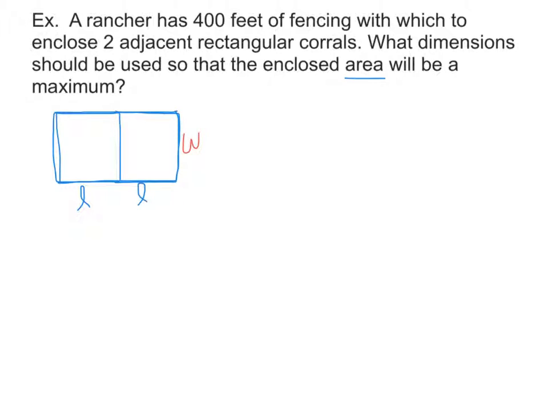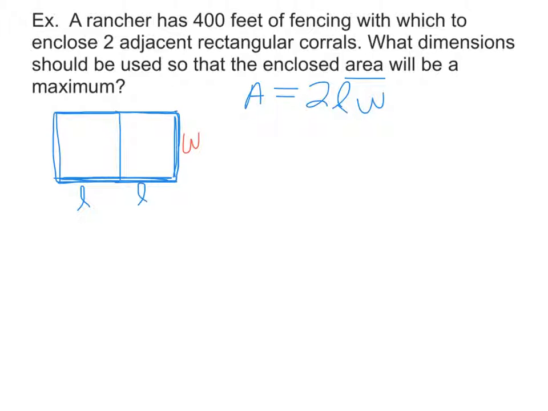Okay, so the area of this big total rectangle, the maximum area that I'm going to try and maximize, is going to be 2L times W. Because I've got this length along here is 2L, and this is my width.